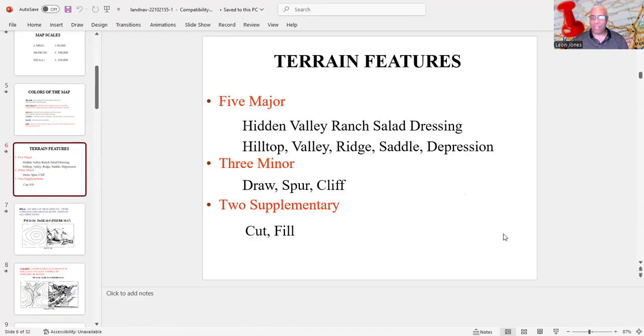I like the way they put Hidden Valley Ranch salad dressing. Well, you want to know where that came from. The Hidden Valley Ranch salad dressing, if you forget the 5 terrain features, that's what Hidden Valley Ranch salad dressing means. It means hilltop, valley, ridge, saddle, depression. It comes from Hidden Valley Ranch salad dressing.